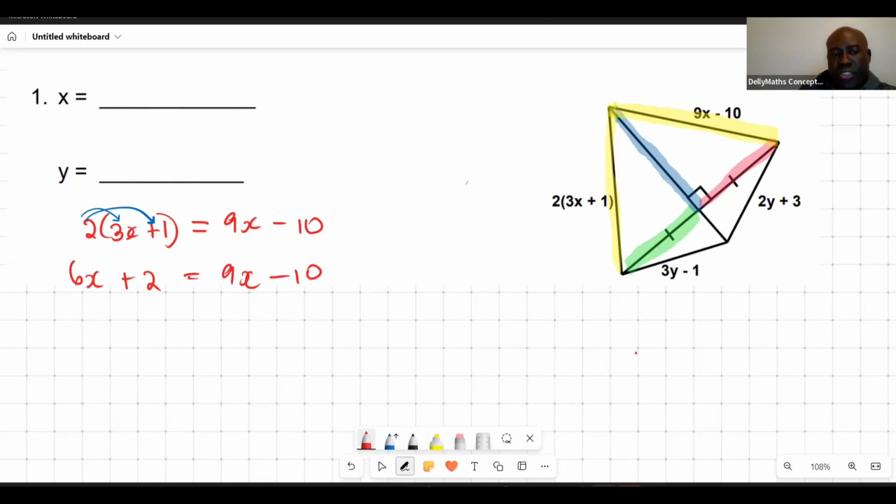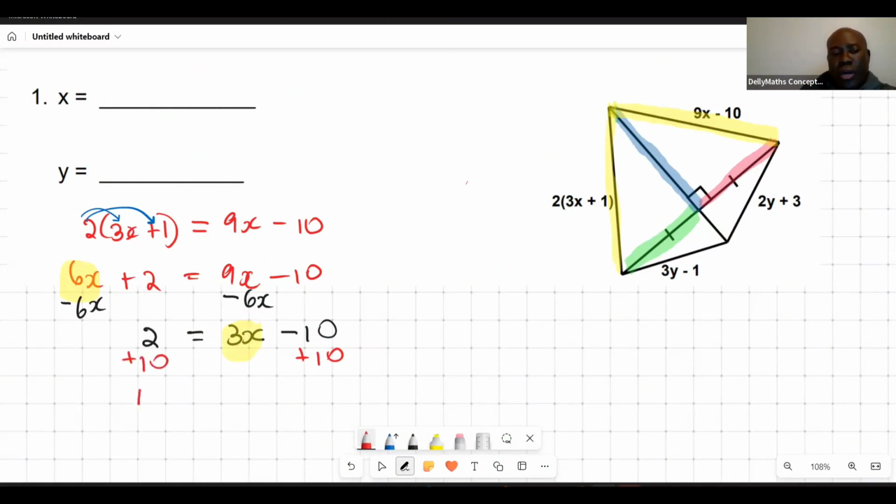I'm going to collect all my x's on one side, so I'm going to migrate this to the right side. I'm going to subtract 6x from the left side, which means I need to subtract 6x from the right side for balancing. I'm going to be left with 2 on the left side, which is equal to 3x - 10. The intention is to have the x's alone, so I'm going to add 10 to both sides so that the 10 can be canceled out on the right side.